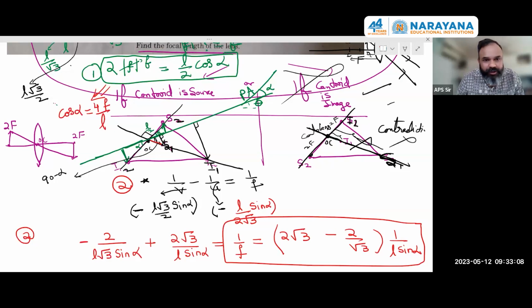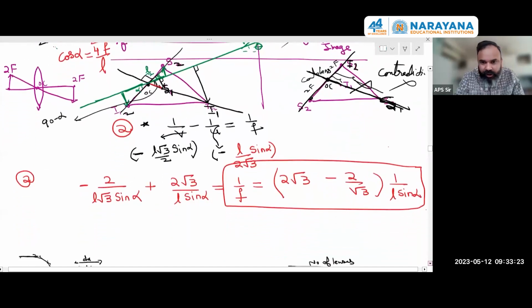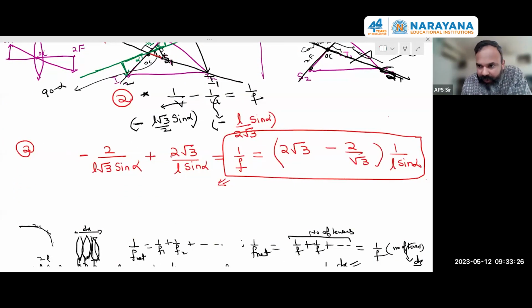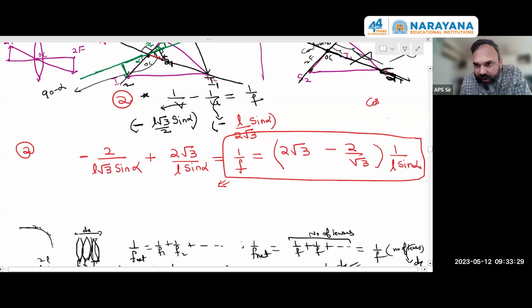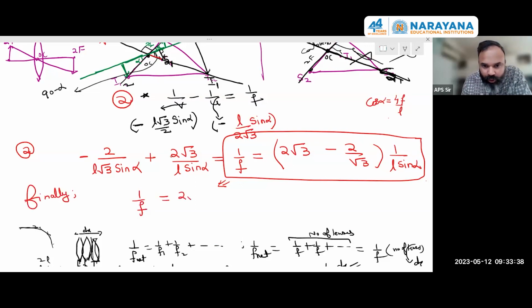The thing is, I am not making substitutions, so calculation seems lengthy. Otherwise, it may become easy. So cos alpha is 4F by L. Just remember that 4F by L. So I'll substitute here. Finally, what is my equation? 1 upon F is 2 root 3 minus 2 by root 3 into 1 upon L, and that sine alpha is root of 1 minus cos square alpha, which is 16 F square upon L square.